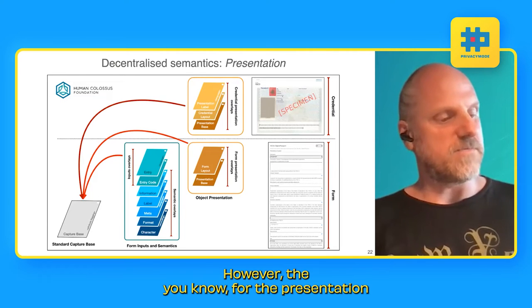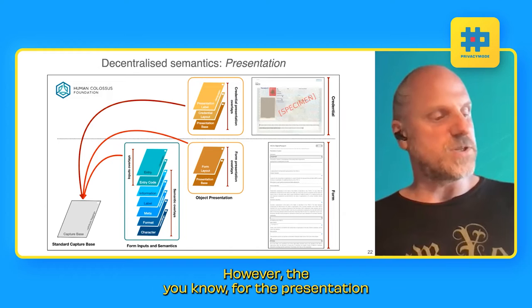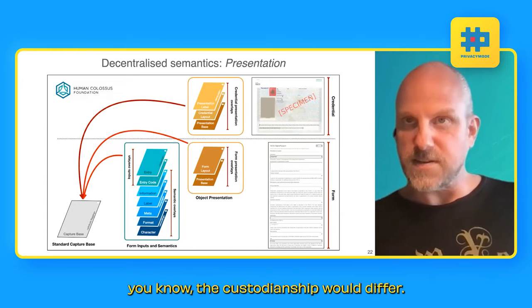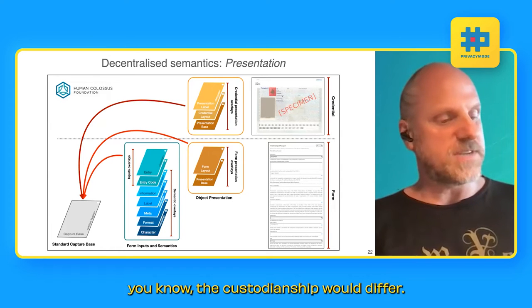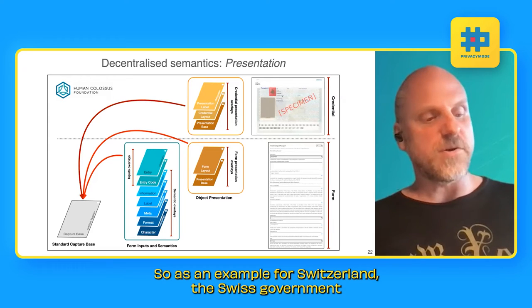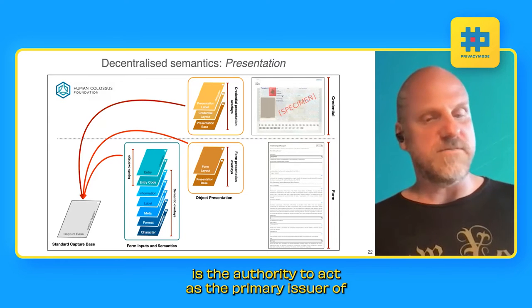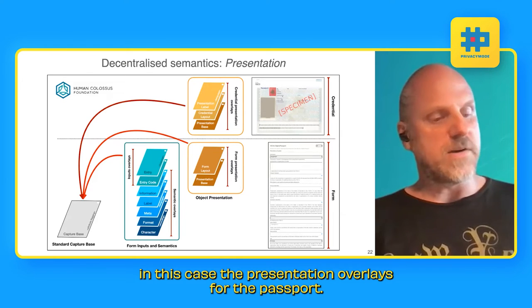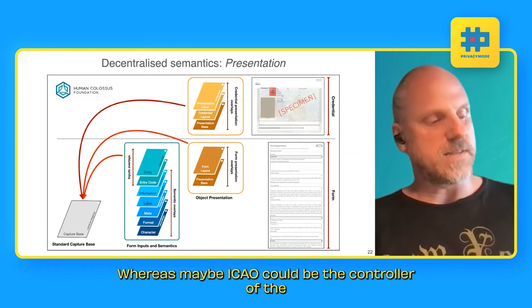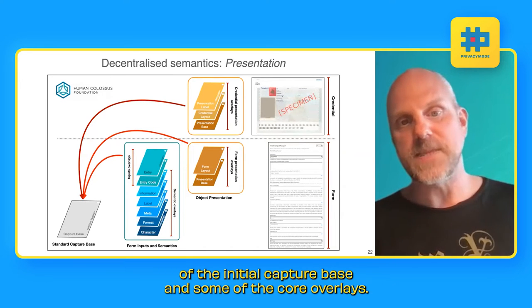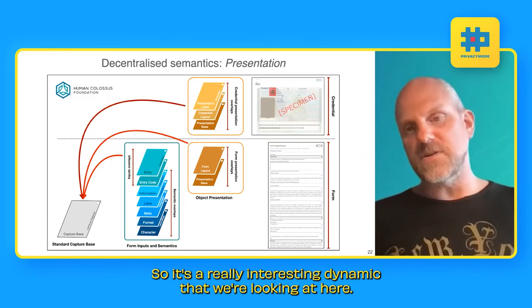However, for the presentation objects needed to produce a national passport, the custodianship would differ. As an example for Switzerland, the Swiss government is the authority to act as the primary issuer of the presentation overlays for the passport, whereas maybe ICAO could be the controller of the initial capture base and some of the core overlays. So it's a really interesting dynamic that we're looking at here.